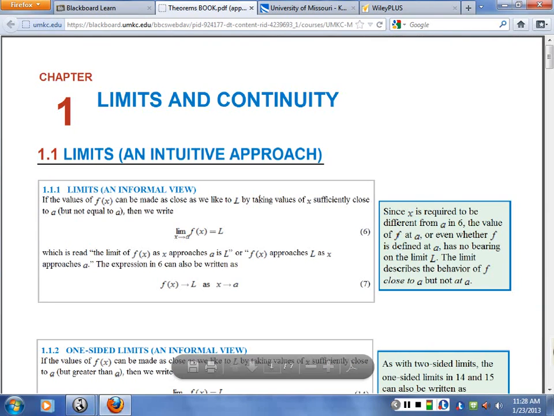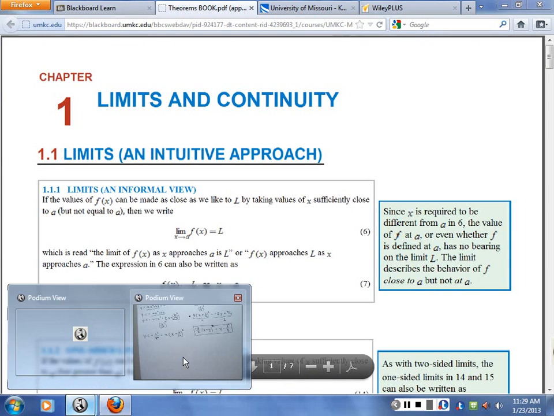All right, so we're going to move on to 1.1. 1.1 is kind of a short section, which is nice, and it's an intuitive approach, so there's not a lot of calculus to it. We're going to look at graphs of functions and determine if a limit exists. So we have this new concept of a limit, but we have more of an intuitive approach to what it means versus what it means algebraically.